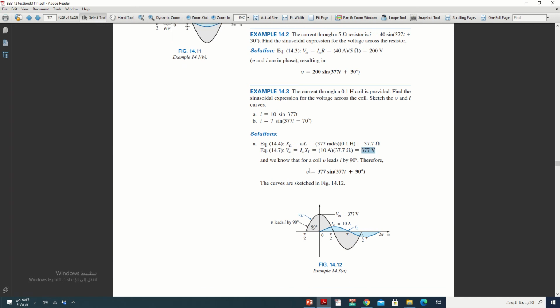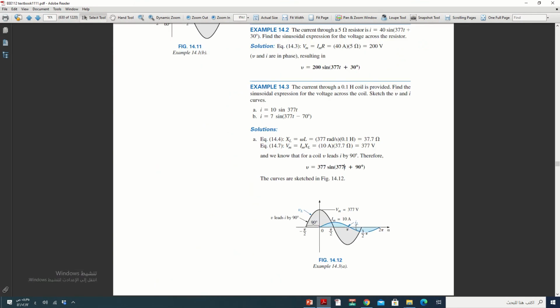We can write it now. Voltage equals 377 peak sine 377 t, where this omega is different from the peak. Don't be confused, it's different, but by luck the number is the same. Now it's plus 90. See here, there is no plus or minus theta for the current, but here it is plus 90 because the current lags the voltage in the inductor. The current starts from 0 and the voltage from minus 90.